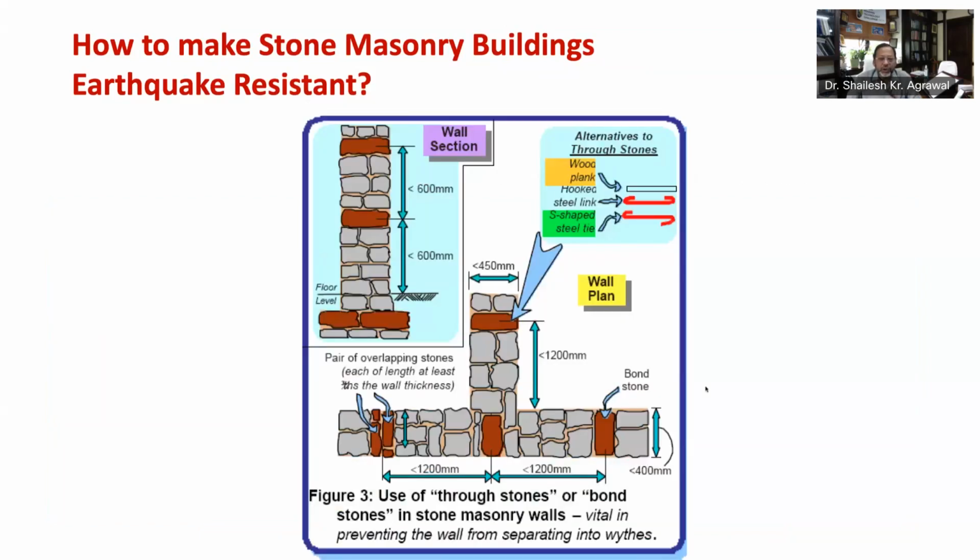Second is ensure proper bond in masonry courses. As you can see in this figure, the masonry wall should be built in construction lifts not exceeding 600 mm. Through stones, each extending over the full thickness of the wall, or a pair of overlapping bond stones, each extending over at least 3/4 the thickness of the wall, must be used at every 600 mm along the height and at a maximum spacing of 1.2 meter along the length.